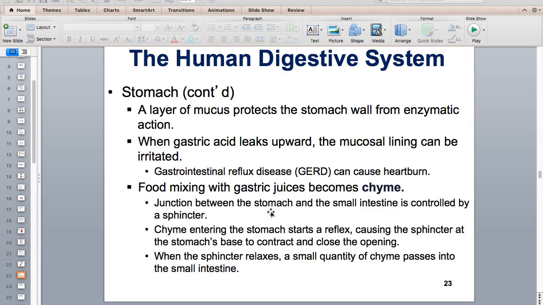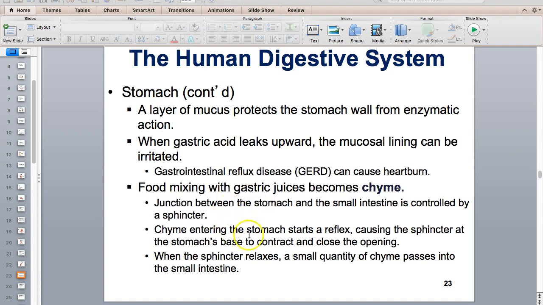Okay, if we keep continuing here with the stomach, basically again you have this layer of mucus. I showed you those mucus cells that protect the stomach from enzymatic action. So again, you have enzymes that are being released. Those enzymes are to break down the food, not to mess with the cells that are lining the stomach. So one thing that can happen is you can have reflux. Some people say they have acid reflux. And there's actually a disease called gastrointestinal reflux disease, or GERD, which will cause this heartburn. And so sometimes this gastric acid will leak upward, and it gets irritated and it can cause this heartburn.